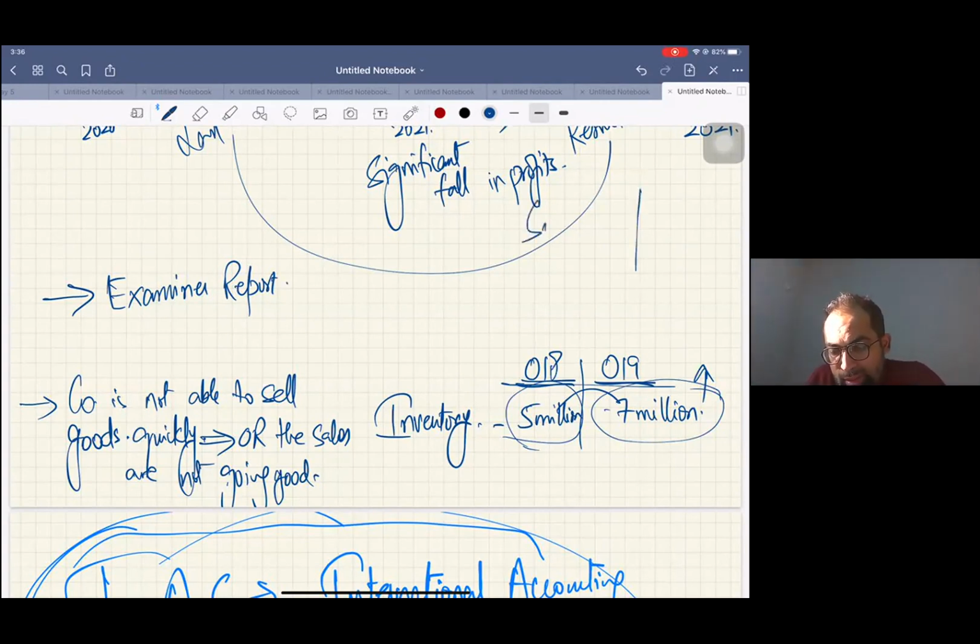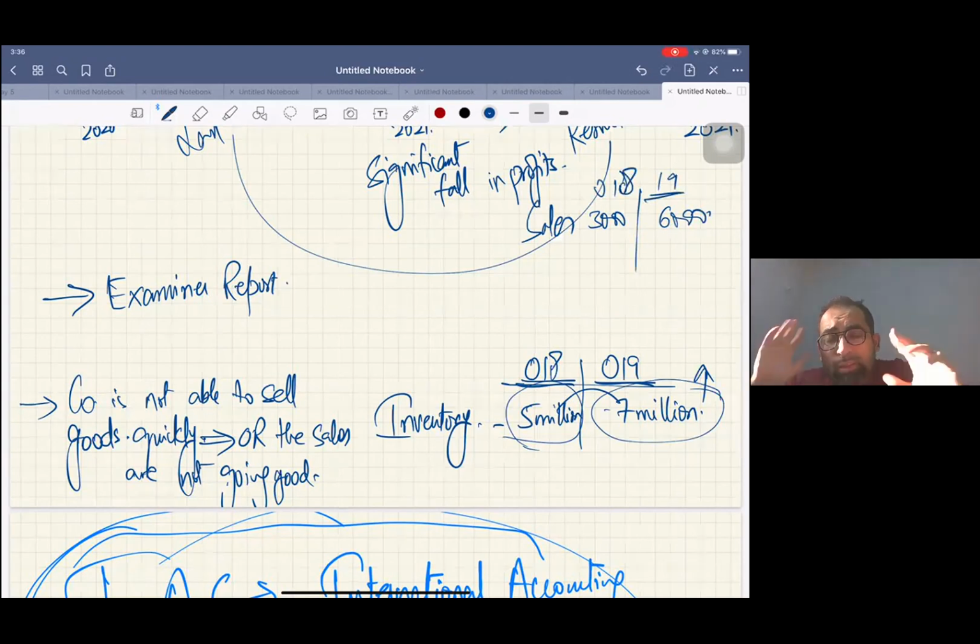In the income statement there was a drastic increase of sales, like 3 million last year, and this year sales are, let us say, 6 million. This is 18 and this is 19. So just think, you contradict the question. You have written in the commentary that the company is not able to sell goods, without looking at the income statement, where the sales have actually increased.